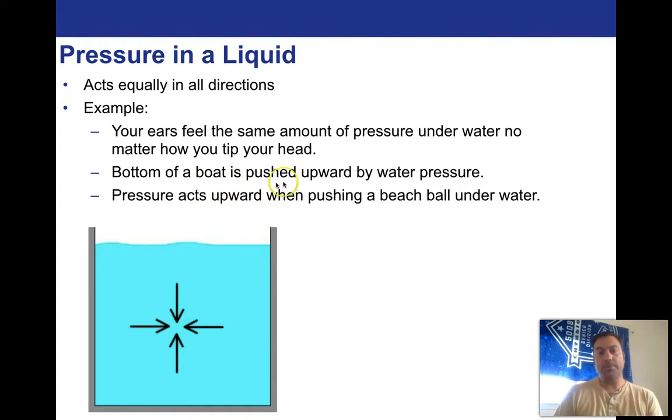The bottom of a boat is pushed upward by water pressure. So notice that here are basically all the different directions. But if you're at the surface here, that means you don't have this down arrow. The only down arrow would be gravity. There's no water force above it.